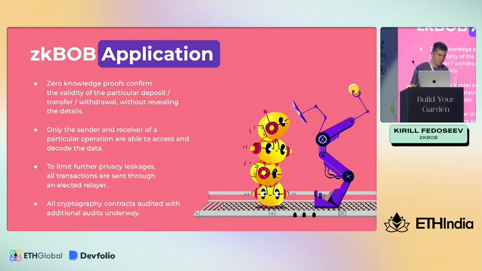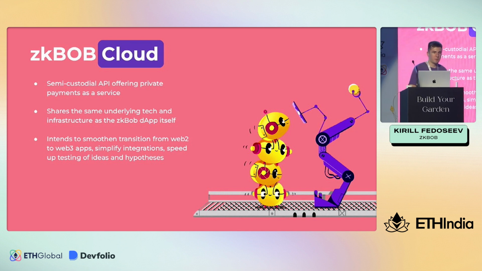The zero-knowledge proof confirms the validity of each action. The action might be either a deposit, a transfer, or a withdrawal from the pool, without revealing the particular details of the action on-chain. Only the actual sender and receiver of the particular operation are able to decode and access the private fields and metadata of that transaction.